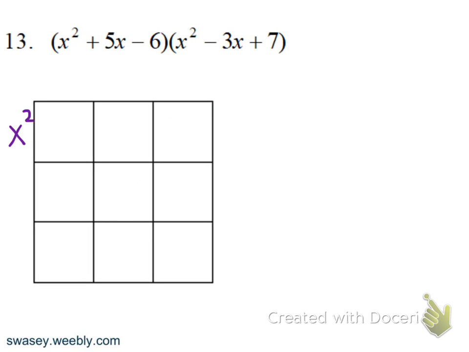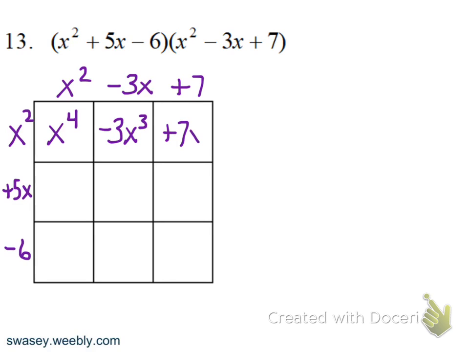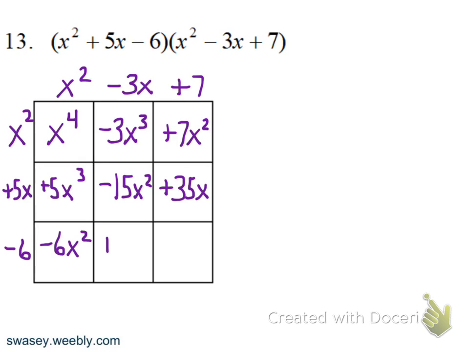All right, if we do the box method here, we got a trinomial times a trinomial. So we'll need a bigger box. So 3 by 3 box. Multiply to find the area of each rectangle. x squared times x squared is x to the 4th. x squared times negative 3x is negative 3x cubed. x squared times 7 is 7x squared. 5x times x squared is 5x cubed. It's positive. 5x times negative 3x is negative 15x squared. 5x times 7 is positive 35x. Negative 6 times x squared, negative 6x squared. Negative 6 times negative 3x is positive 18x. And then negative 6 times 7 is negative 42.